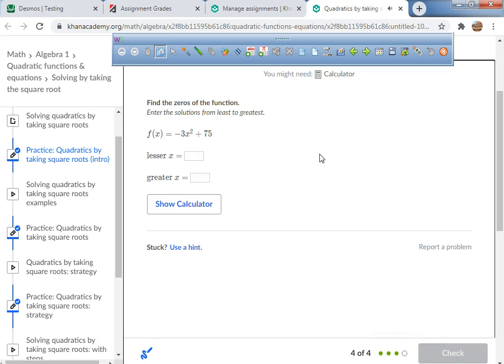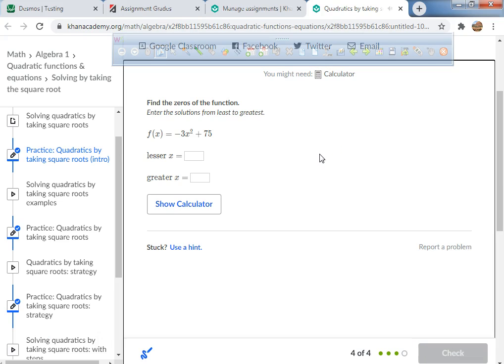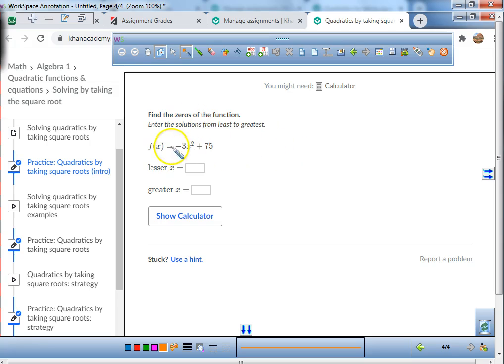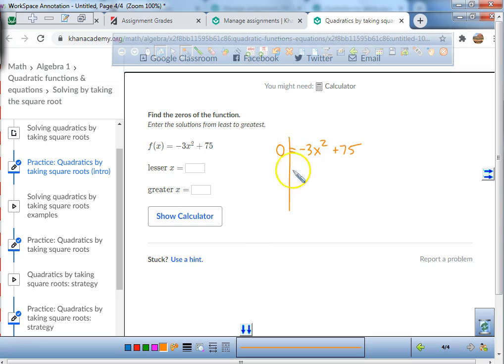All right, last one. Find the zeros of the function. Okay, here we go. First thing I'm going to do is I'm going to put 0, because we want f of x to equal 0. So 0 equals negative 3x squared plus 75. Now, I don't know if you guys knew you could do this, but instead of subtracting 75 from both sides, watch what I'm going to do to make my life a little bit easier. I'm going to add 3x squared to both sides. Can you do that? Yes!